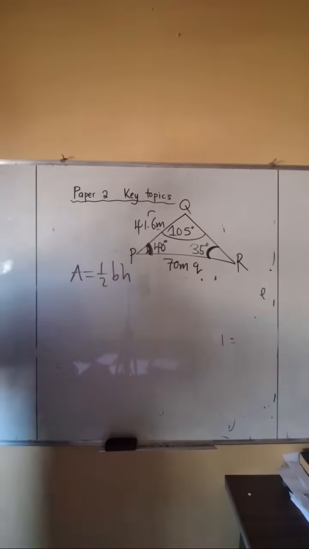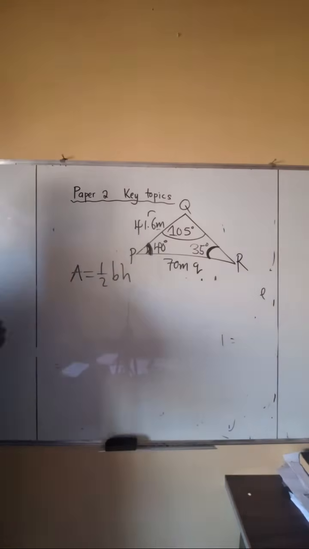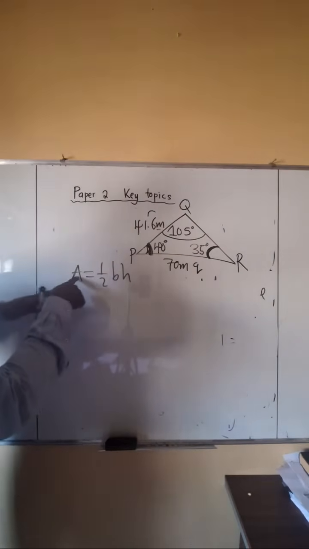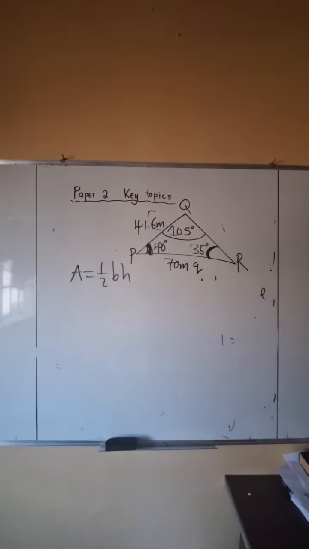You see this formula? Area is equal to 1 over 2 BH, where A is the area. What was the area? I've forgotten. What did we find for the area in the previous question? Somebody to comment. What was the answer for area?